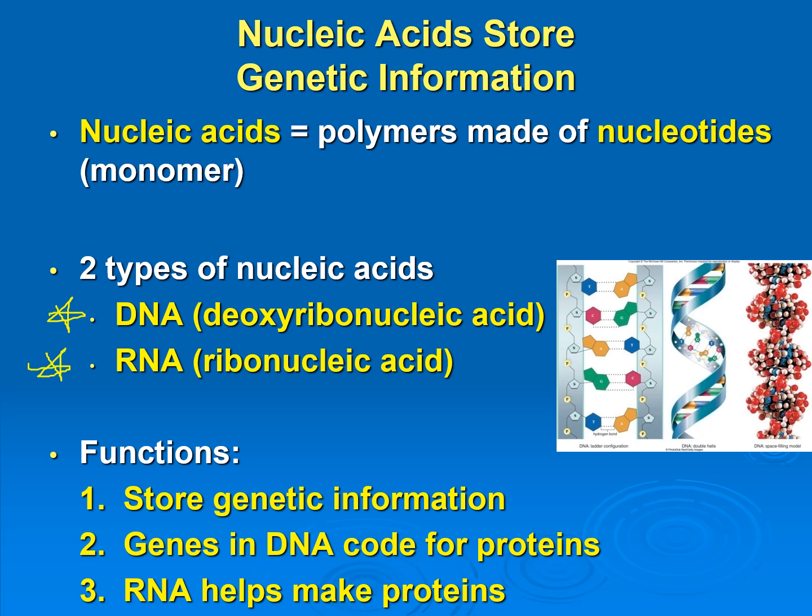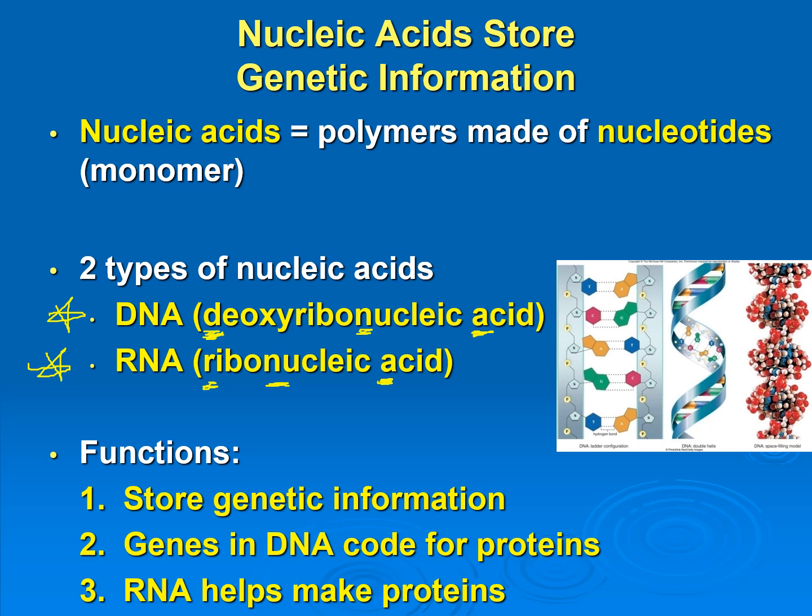This is how they got their name. DNA is deoxyribonucleic acid, so you can see where the DNA came from. And RNA is ribonucleic acid, so you can see where the RNA came from, which is their abbreviation.